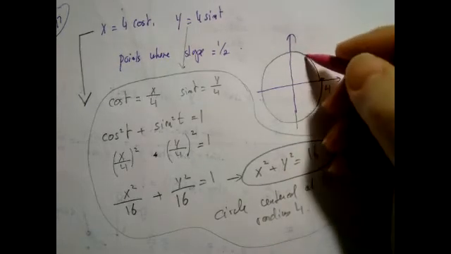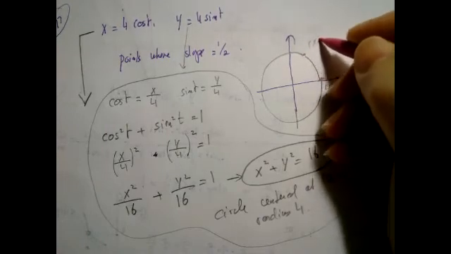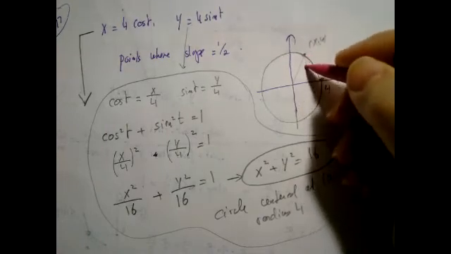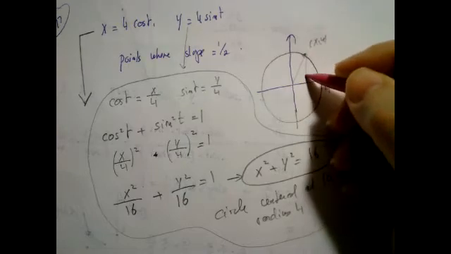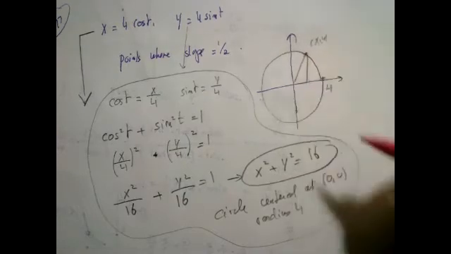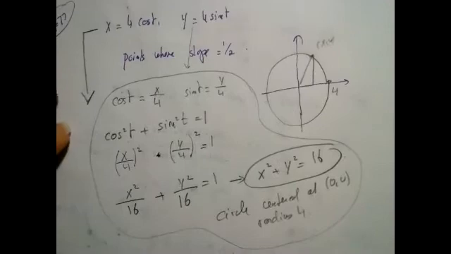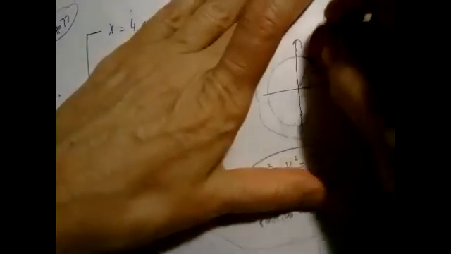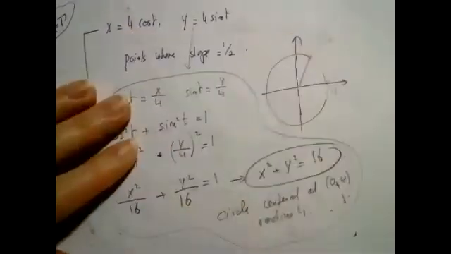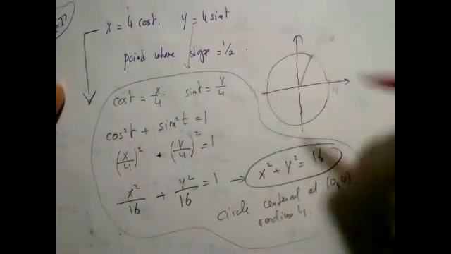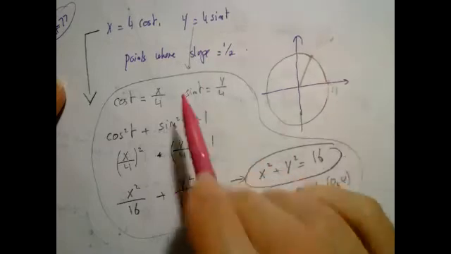Because if you're on a circle, if you take any point in here, Pythagorean will tell me the x squared plus the y squared should be equal to the 4 squared, which is the 16. Okay, so that's why this is a circle. And I want all of you to absolutely know why this is a circle. All right, now I'm going back to the problem.